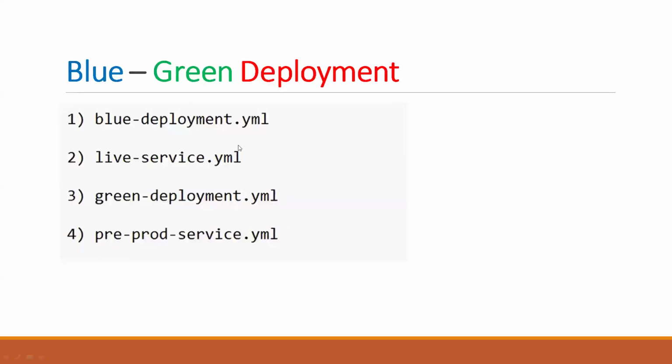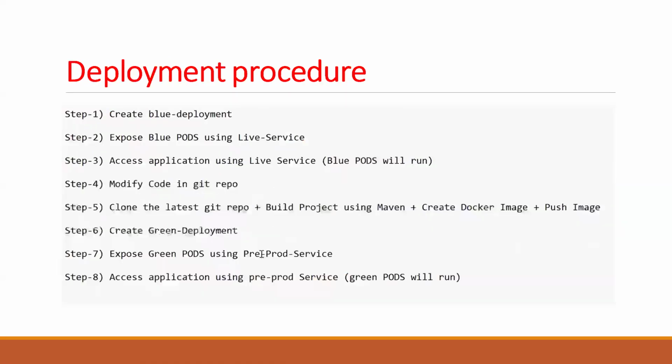This is the deployment model, the blue and green deployment model. For example, for the blue deployment model we have a YAML file, the live deployment services and the service pod, and for the green deployment model the pre-prod service. So we'll create four YAML files. And the deployment procedure: how will we proceed with the deployment?